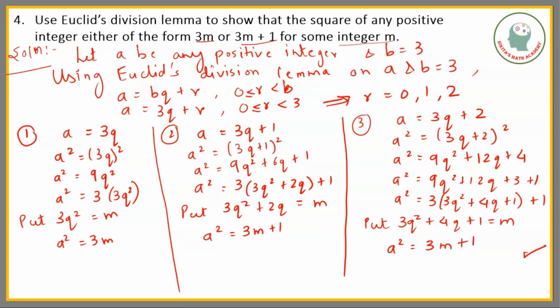So students, here you can see in all the cases. In the first case, we got a squared equals 3m. In the second case, we got a squared equals 3m plus 1. And in the third case also, we got a squared equals 3m plus 1. Hence, we proved that the square of any positive integer is of the form 3m or 3m plus 1 for some integer m. Now let's solve another question.